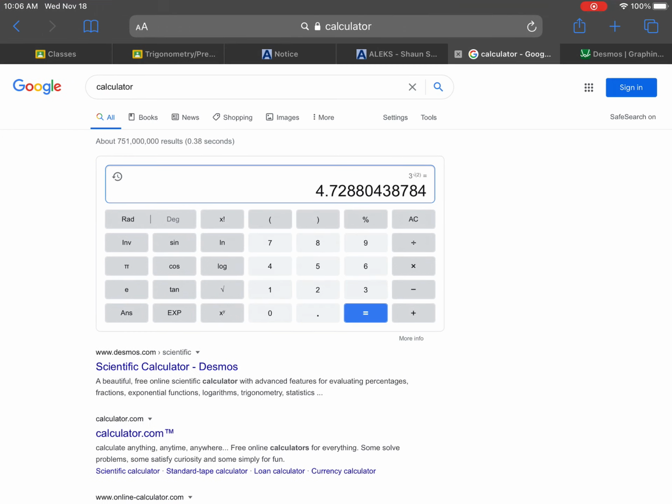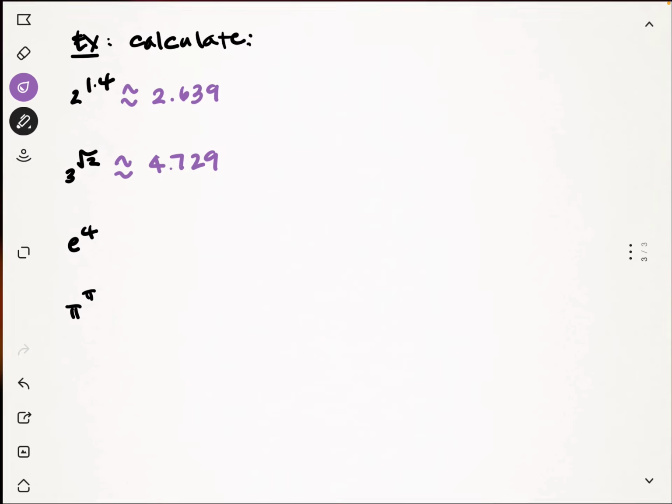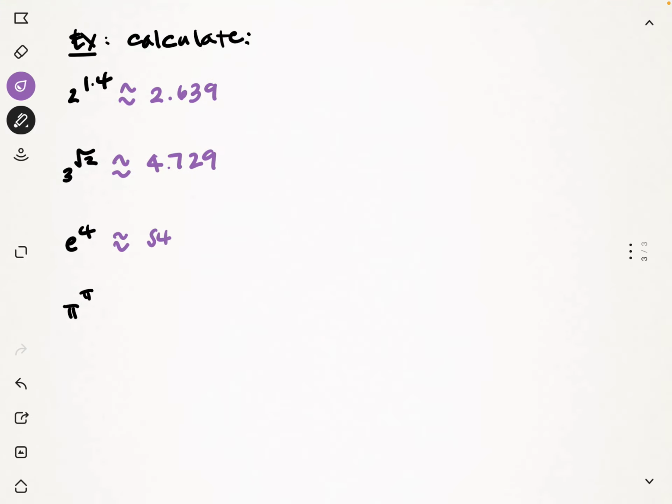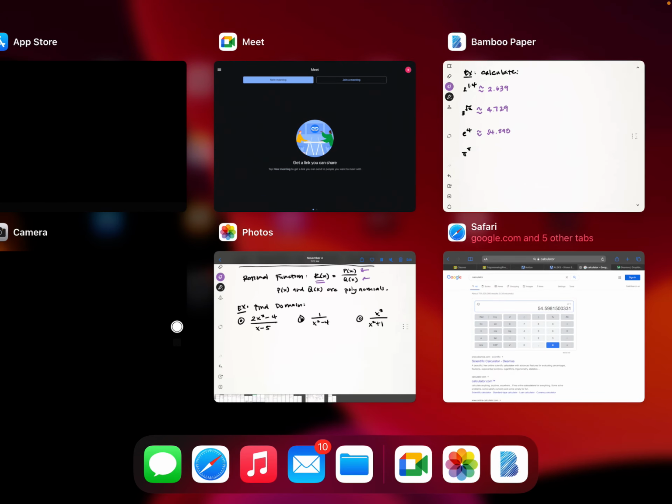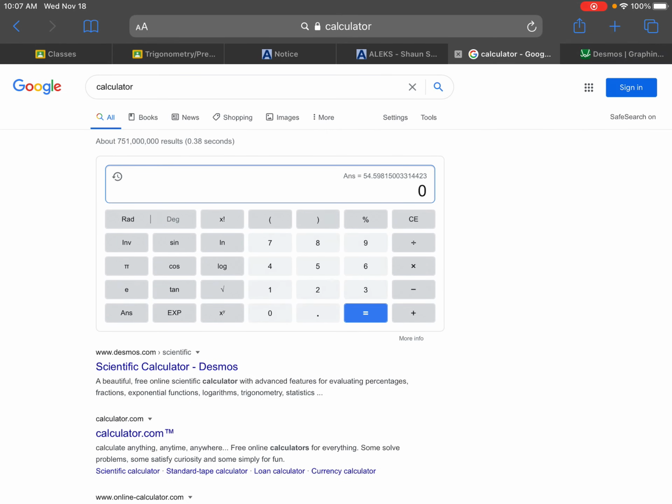Okay, e to the 4th. We're just making sure we know where all our buttons are. So we have our e to the power of 4, and that's going to be 54.598. And last one, pi to the pi, because it looks interesting. So let's do pi to the pi, hit equals, and we get 36.462.